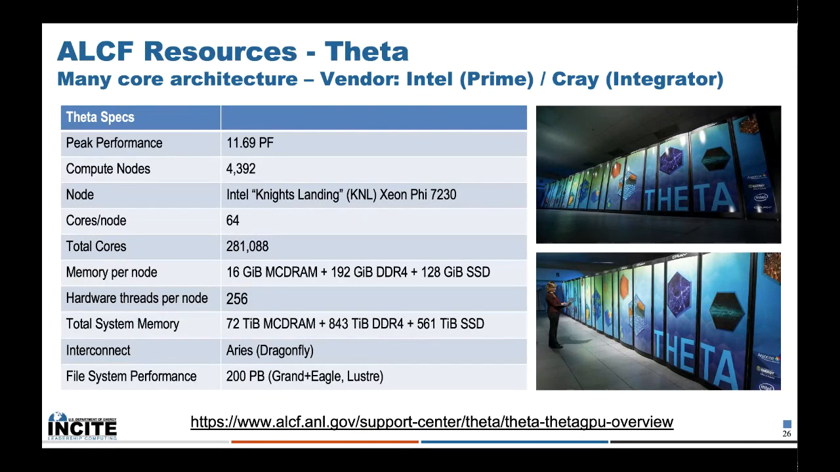Each node on Theta has 64 cores and a memory hierarchy consisting of 60 gigabytes of high bandwidth memory, which is MCDRAM, 192 gigabytes of DDR4, and in addition, 128 gigabytes of SSD, solid-state drives, which can be particularly helpful for data-centric workflows. You can have a maximum of 256 hardware threads per node. And Theta's network is a Cray Aries high-speed interconnect in Dragonfly topology.